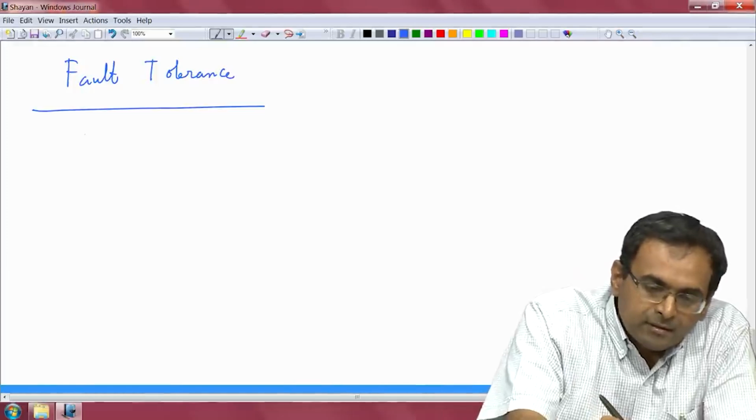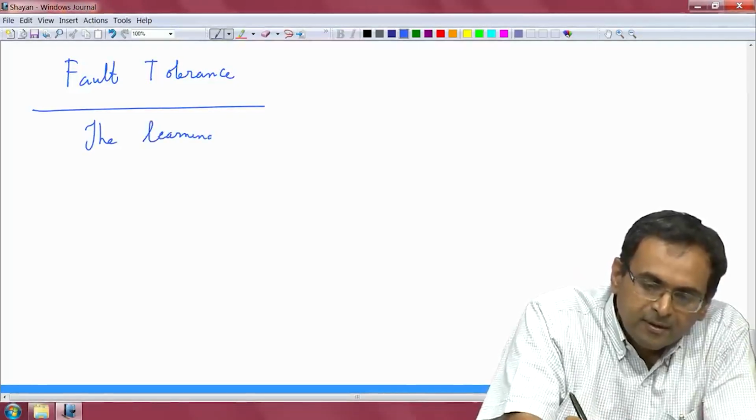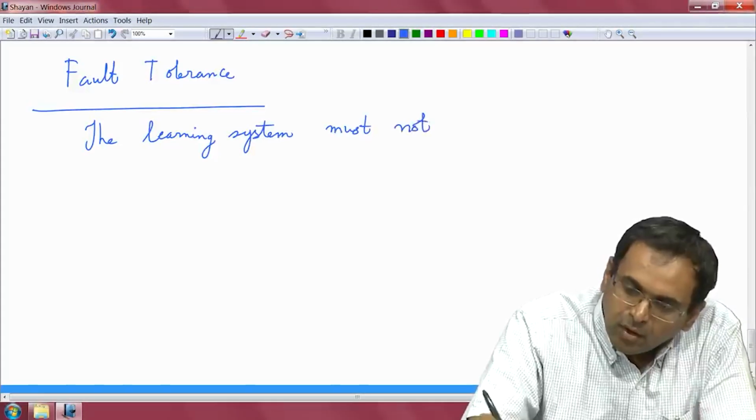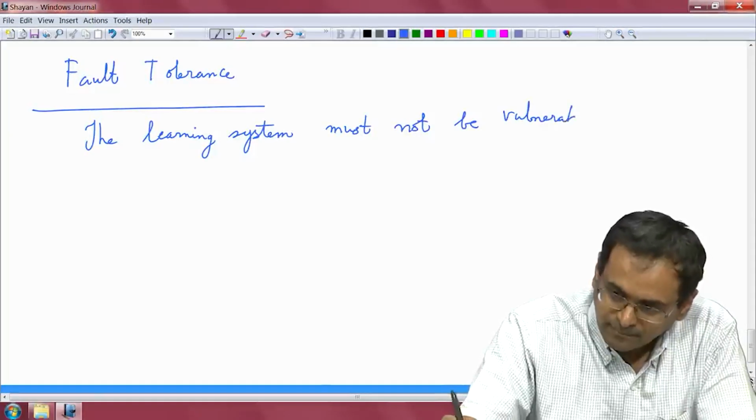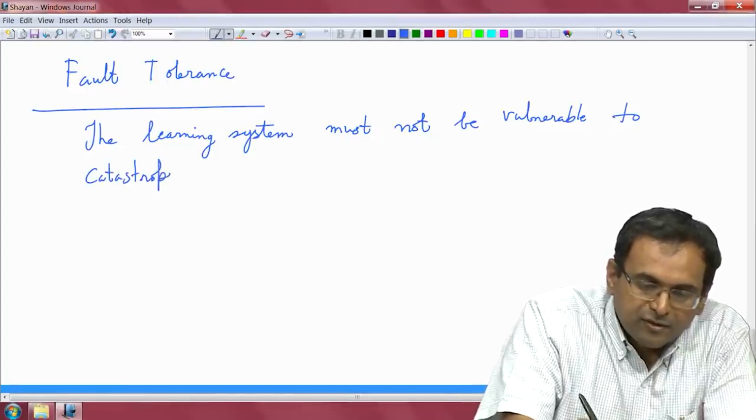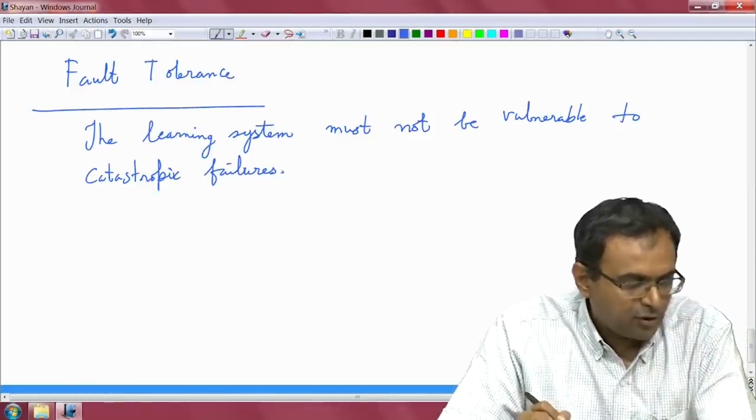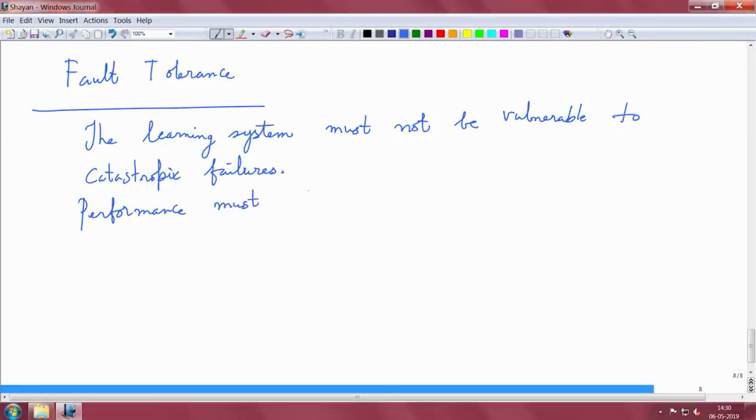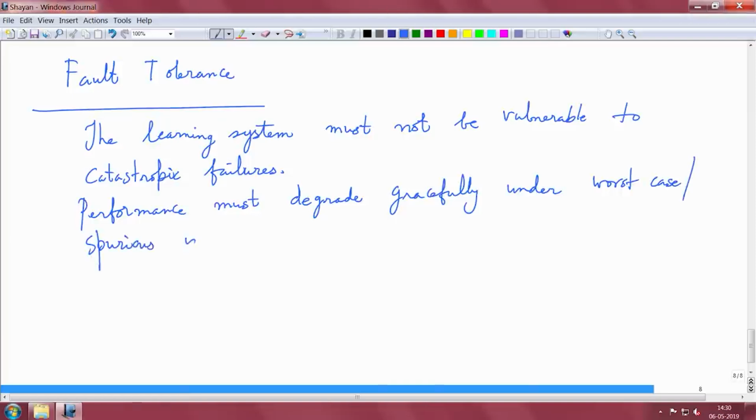So, put in a nutshell, the learning system must not be vulnerable to catastrophic failures, and the performance must degrade gracefully under worst case or spurious inputs, right. This is very important.